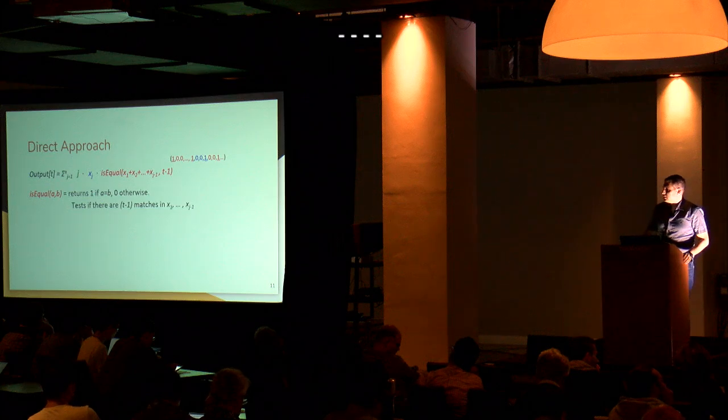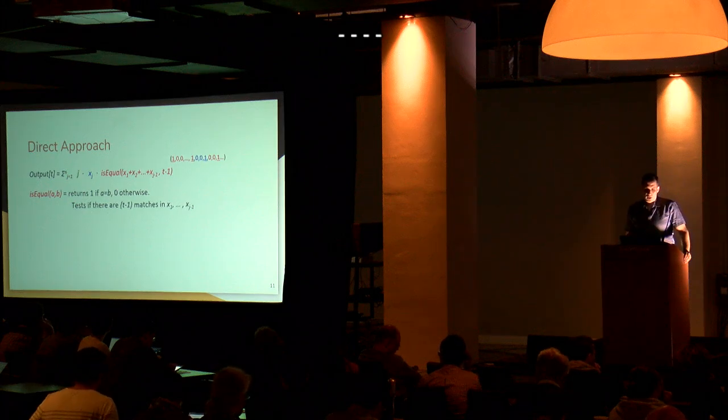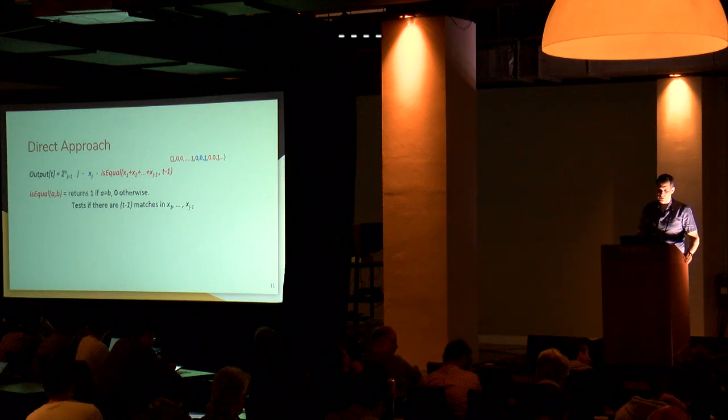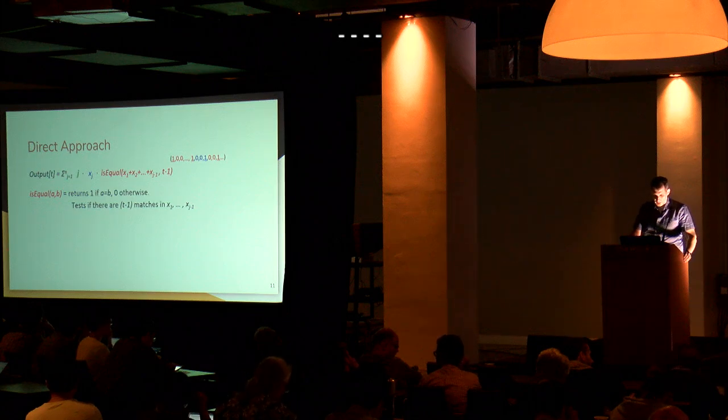So the last term in this product, the is-equal, actually tests if there are t minus 1 occurrences of 1 in x1 to xj minus 1. And if xj is also 1, then that means that j is the index of the tth occurrence of 1 in the vector. So this sum actually is eliminated into j star, where j star is the index of the tth one.